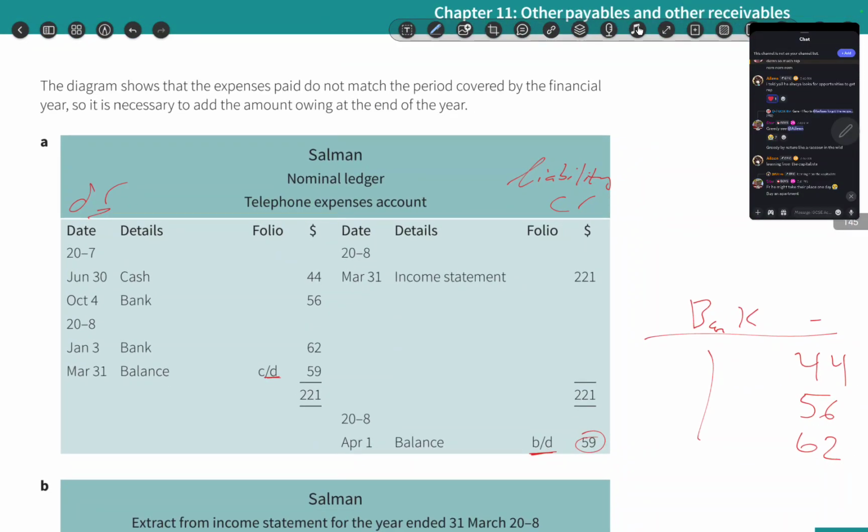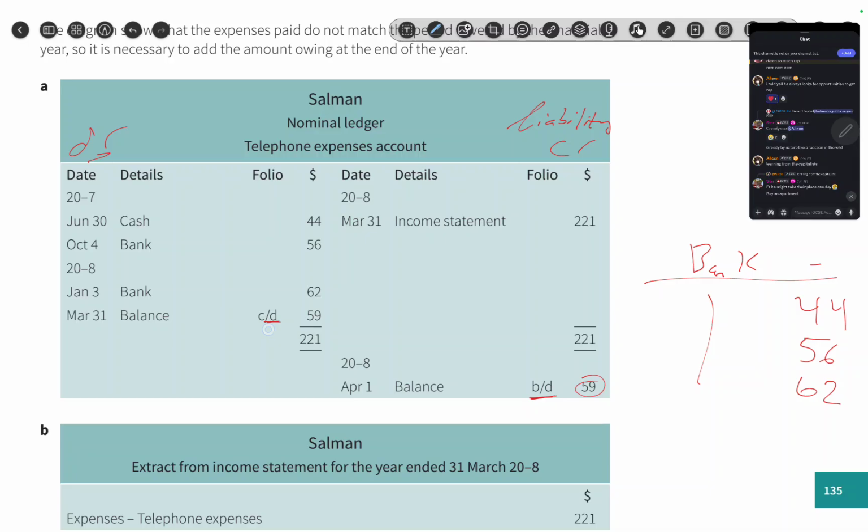Instead of, like you already wrote CD and BD, what are you going to do? You're going to write CD here again, but that just means that you're going to carry the expense to the next year, but you already paid all of this. Say you wrote here 221 CD, and then you wrote here BD 221. This would mean that your prepaid expense in fact is 221, but that doesn't make sense because you already took the service and you already paid the money.